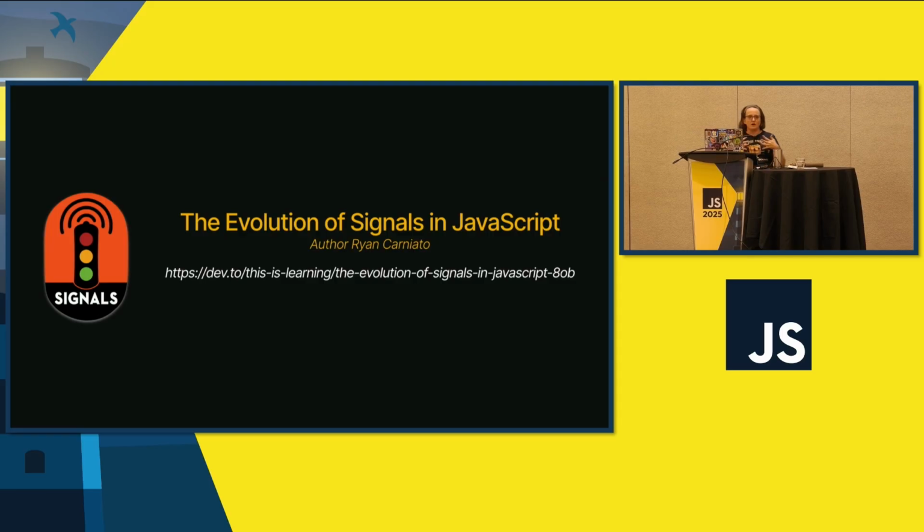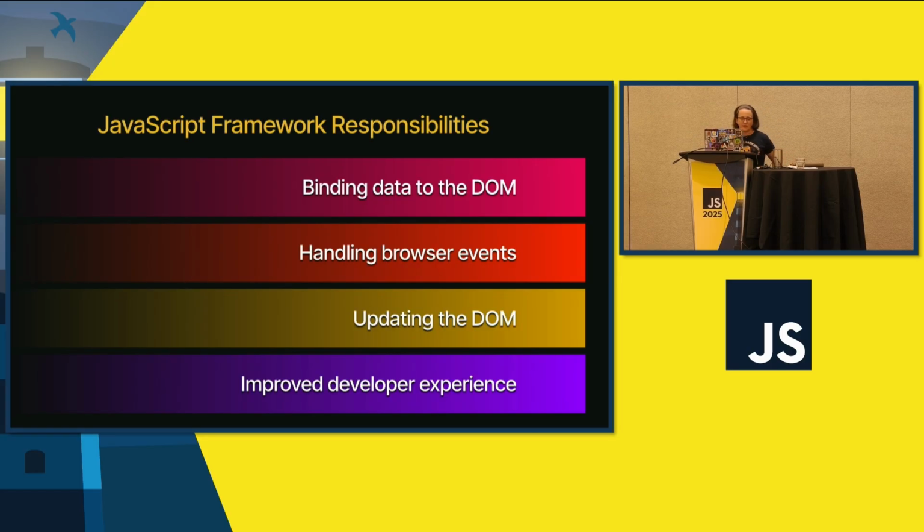So for the rest of this talk, I stole heavily from Ryan Carniato, from his article, The Evolution of Signals in JavaScript. This is a really great read if you want to read the writings of Ryan on this topic. There's a link to that article in the slides here.